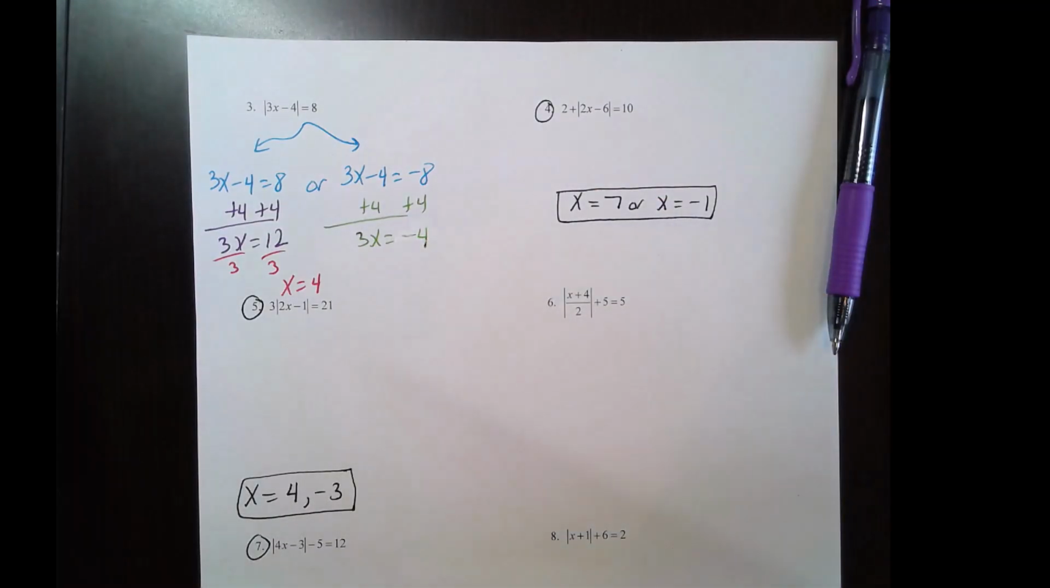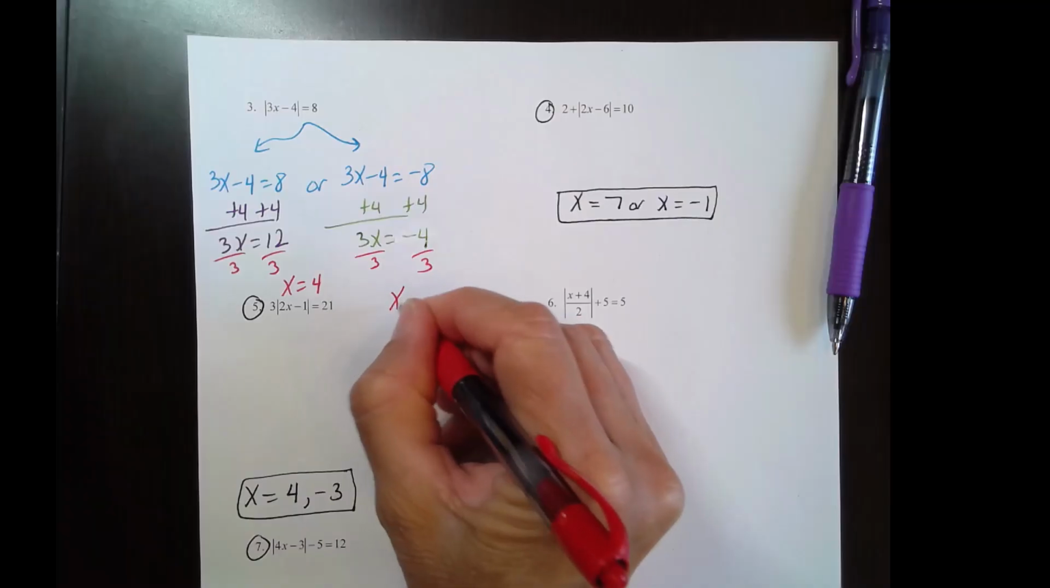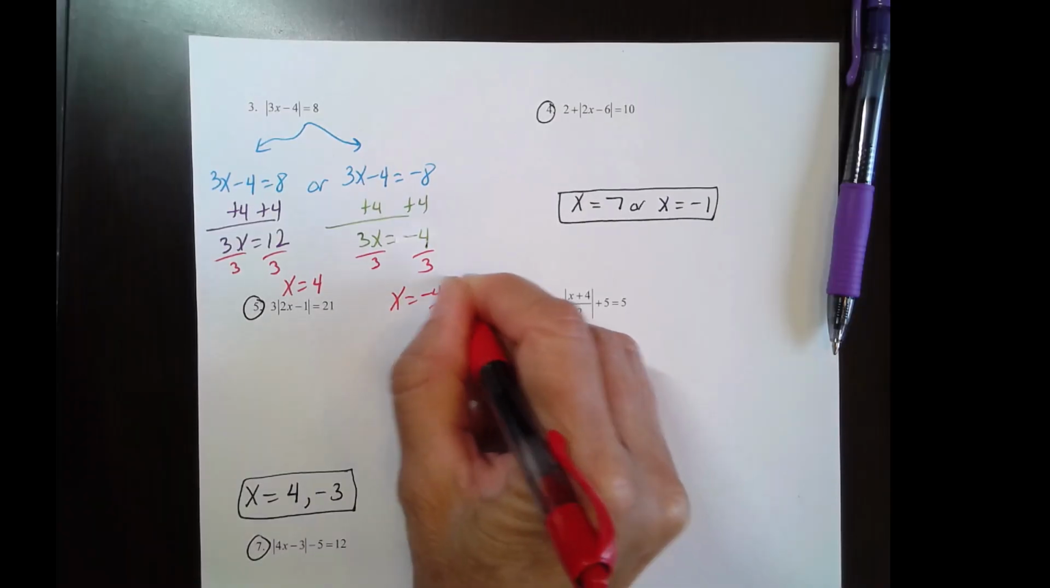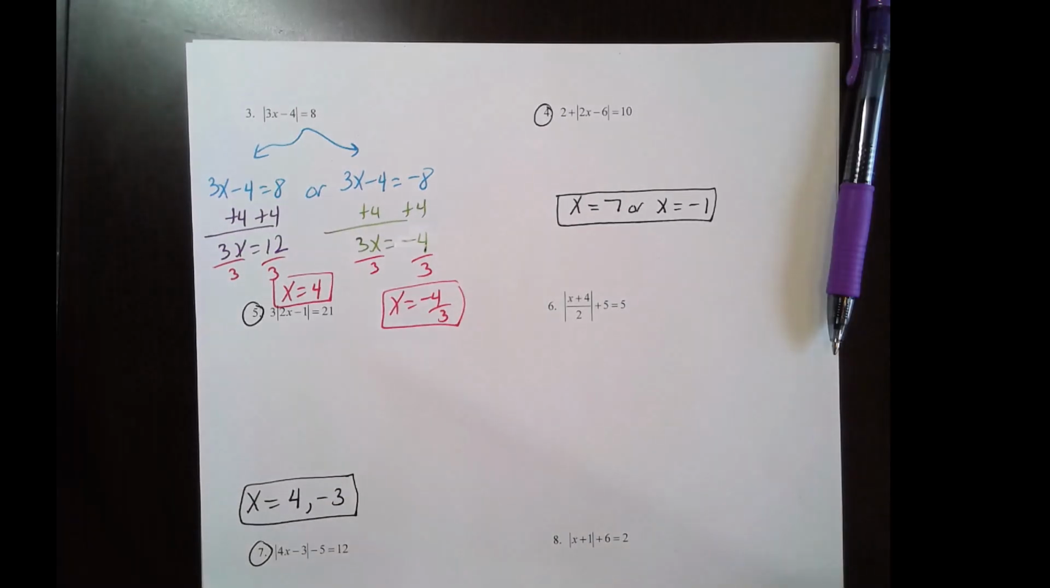So 3x equals -4, and then we'll divide by 3 on both sides. So x equals -4/3. So we have two answers, x equaling 4 and x equaling -4/3. Now I did say we always should check our answers.